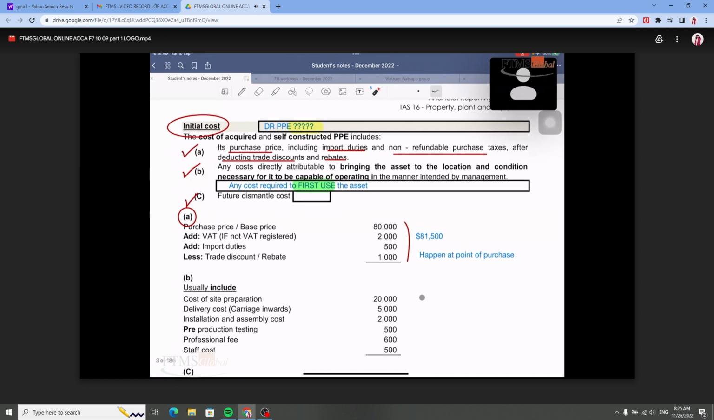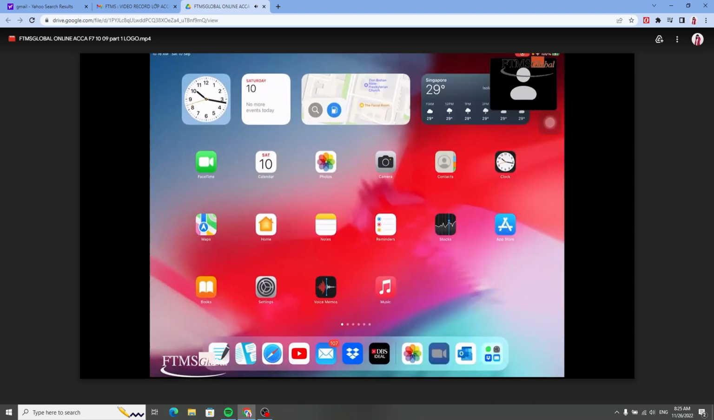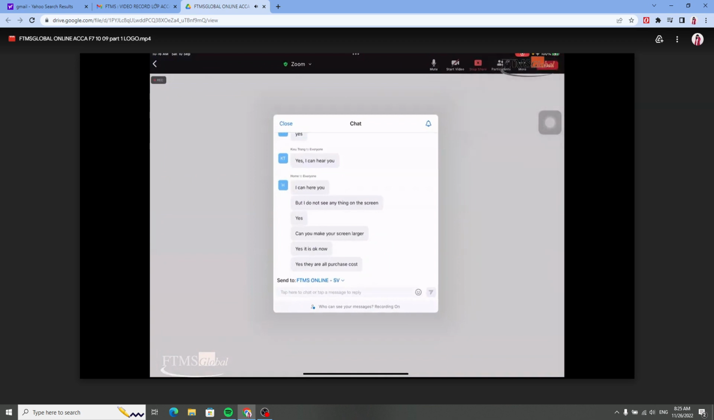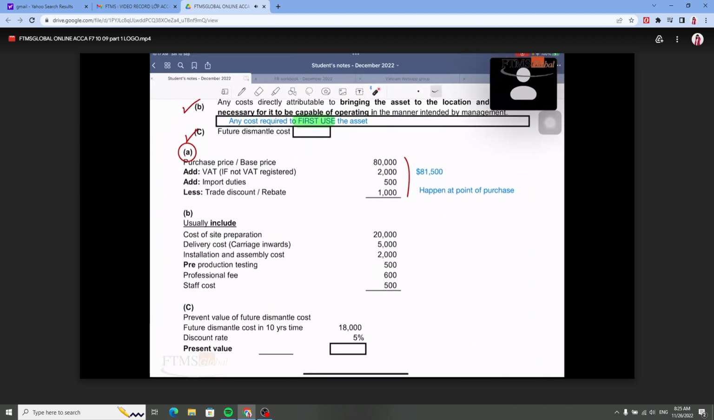Okay, so let me give you an example. Do you see here? I choose one easy one first, right? Installation cost. When do you incur installation cost? Before or after you first use the asset? Before you first use or after you first use? Before, correct? Okay, so that's why it's here. Understand? The keyword is before you first use. So now, if you understand this, then it'll be easier now.